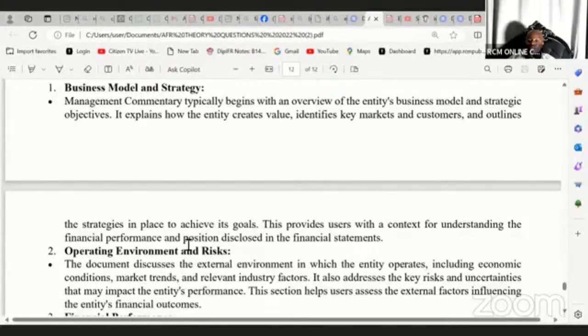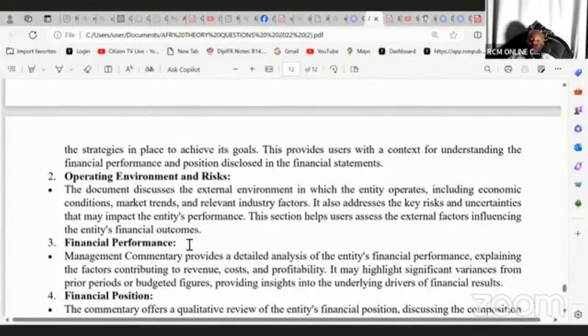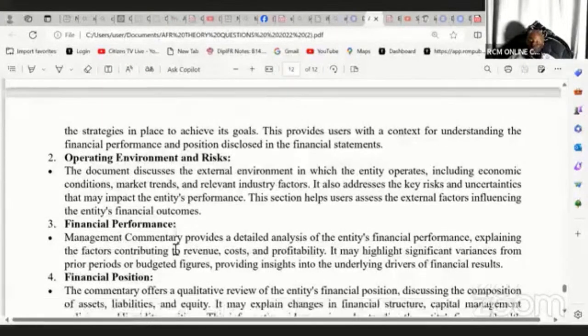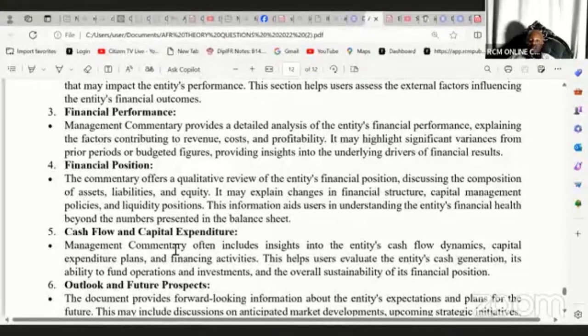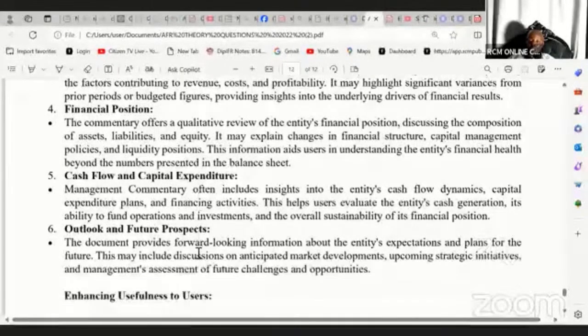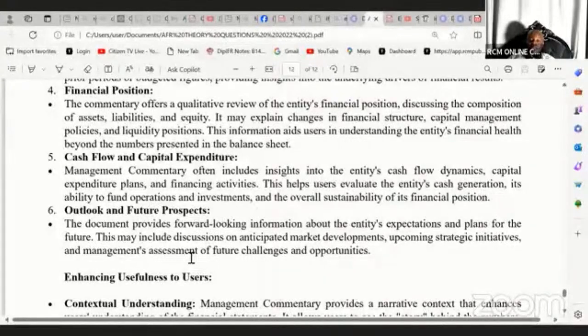All right. So after that, like you saw Martin Odor mentioning something to do with financial performance, you must talk about this. Then from there, you talk about your statements in the integrated report: the financial position, the cash flow and capital expenditure, capex is capital expenditure, the outlook and the future prospects. Now, enhancing usefulness to the users, we want these users to understand the financial statements.